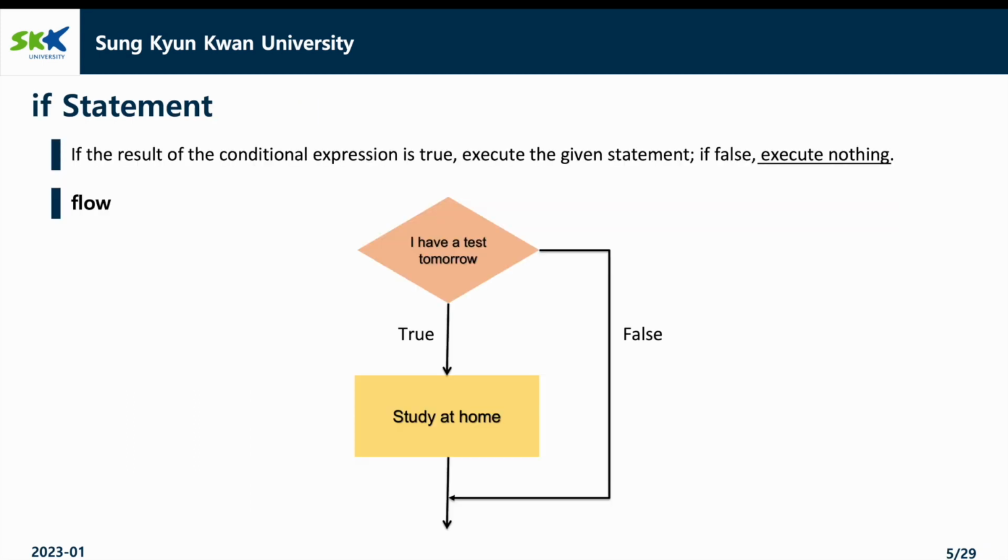An if statement executes a given statement if the result of the conditional expression is true. If false, it executes nothing. If the condition, I have a test tomorrow, is true, the statement, study at home, will be executed, and if the condition is false, the statement will not be executed.